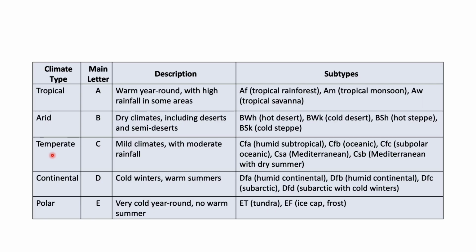Then the third climate type is the temperate one. It is given the letter C. This is basically mild climates with moderate rainfall. We have various sub-classifications. The next one is the continental one, which is D, with cold winters and warm summers, and this also has various subtypes. E is the polar, that is very cold year round, with no warm summer. We have two major types, tundra and frost.